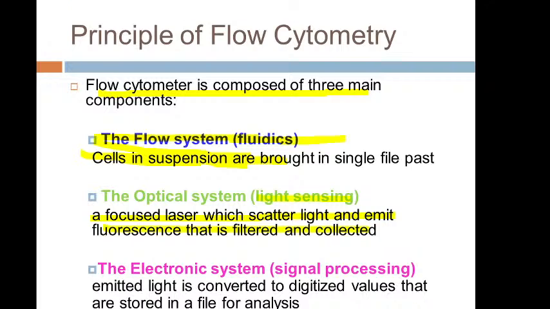And the third is the electronic system, which is known as signal processing. Emitted light is converted to distinct values that are stored in a file for analysis. So, this is the electronic system.